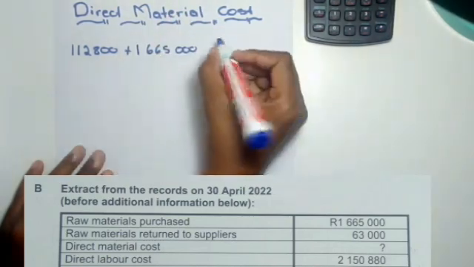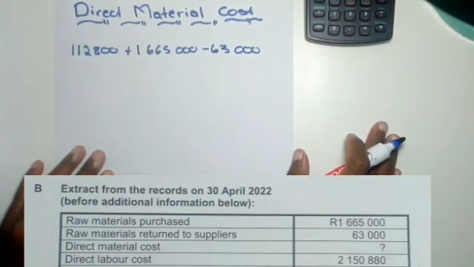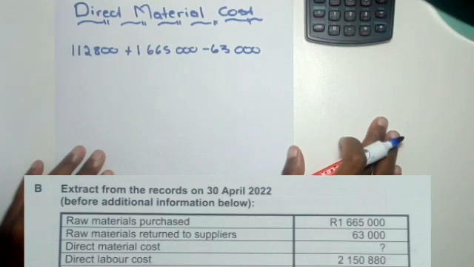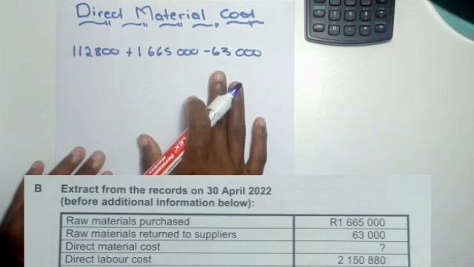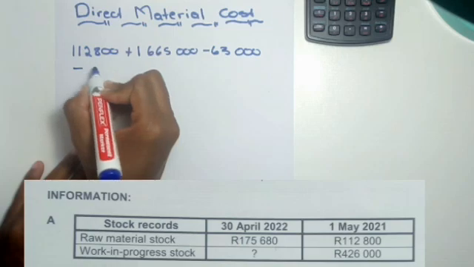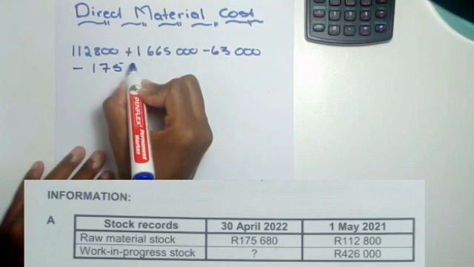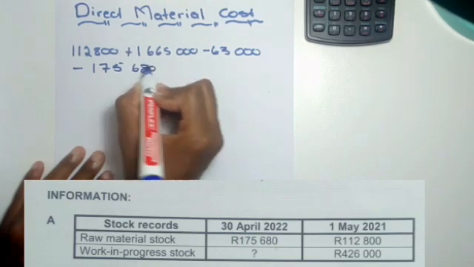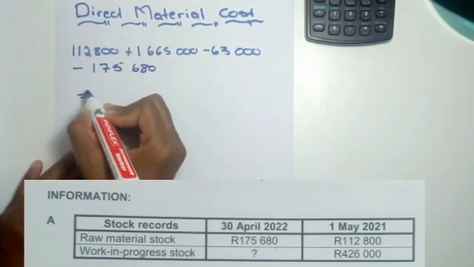And then from this amount, they're telling you that 63,000 of this amount was returned to the supplier for whatever reason that could have been given, whether they were damaged, whether they were at fault, whether they were extra. It doesn't really matter. All we know is that it was returned, so we have to subtract it. And then we also subtract the stock that we didn't use for this financial year, which is our closing stock at 30 April 2022 at 155,680, and then we will get our total for direct material cost.